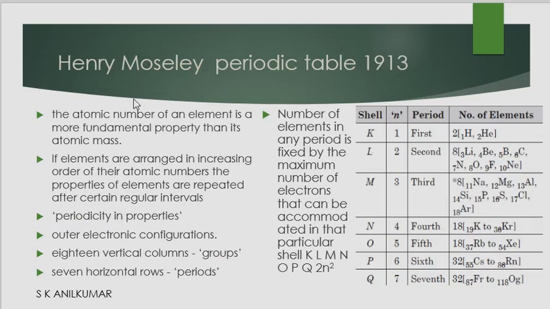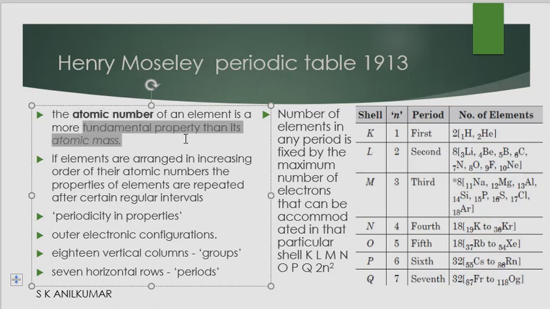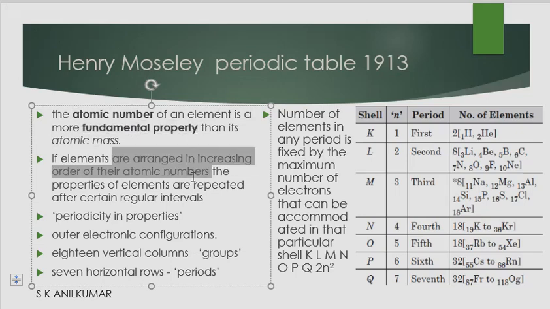Then came Henry Moseley. Henry Moseley in 1913 predicted something. What he said, atomic number of an element is a fundamental property, not the atomic mass. Atomic number is the fundamental property rather than the atomic mass. Earlier, all the listings were based on atomic mass. So, if elements are arranged in the increasing order of the atomic number, that was his requirement, then the properties of the elements repeated after certain regular intervals.